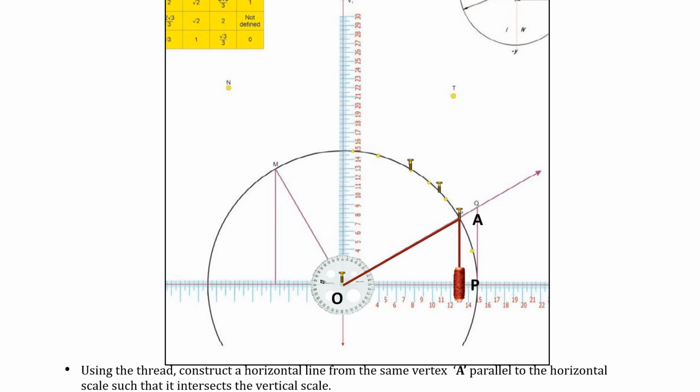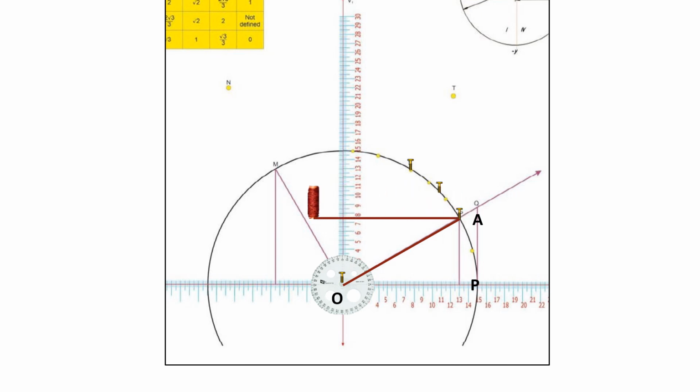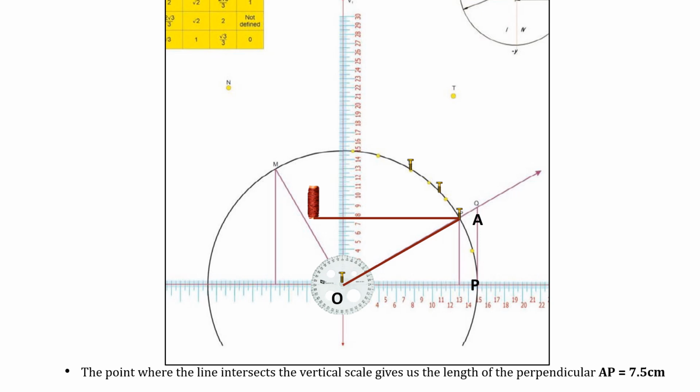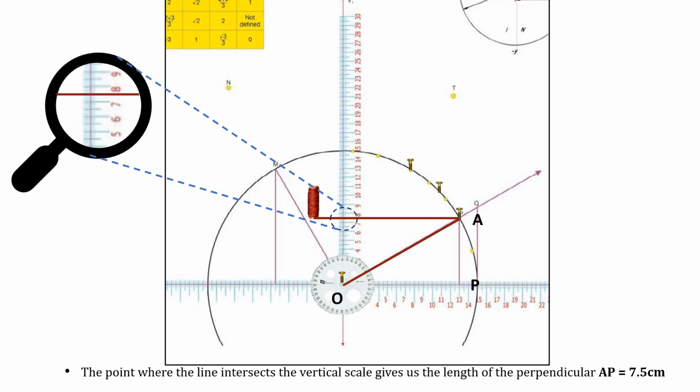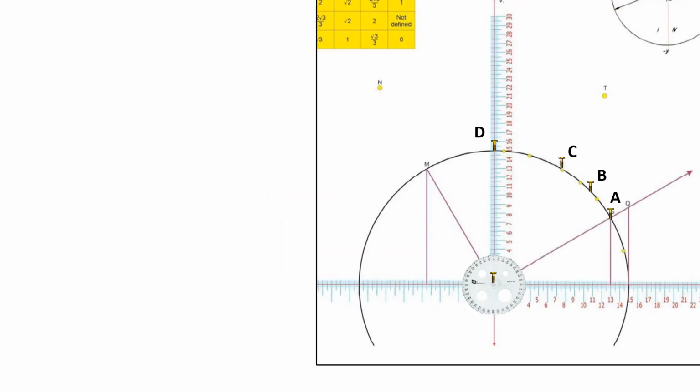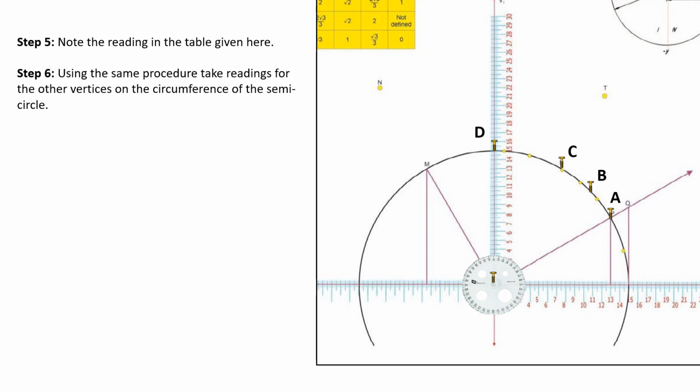Using the thread, construct a horizontal line from the same vertex A parallel to the horizontal scale such that it intersects the vertical scale, as shown here. The point where the line intersects the vertical scale gives us the length of the perpendicular AP is equal to 7.5 centimeters. Step 5. Note the reading in the table given here.